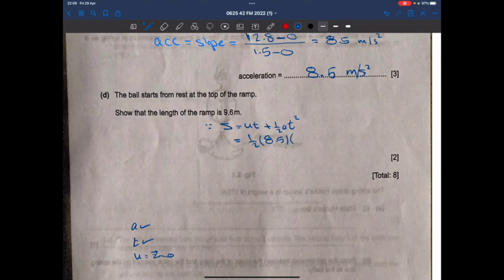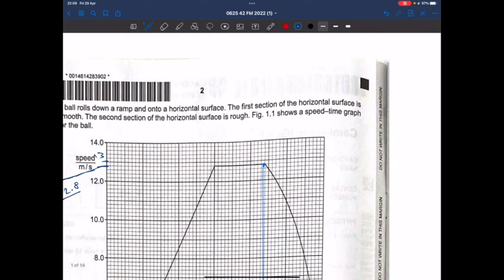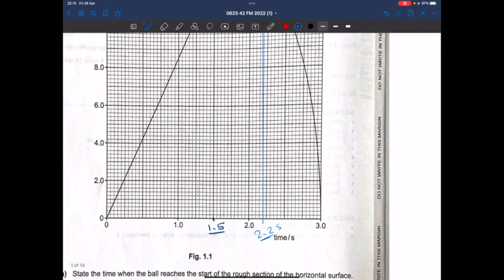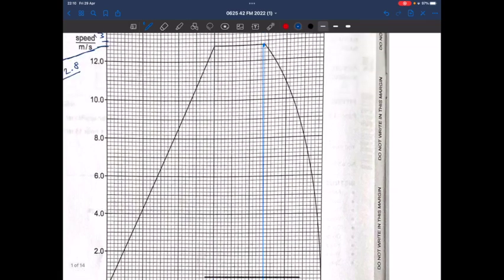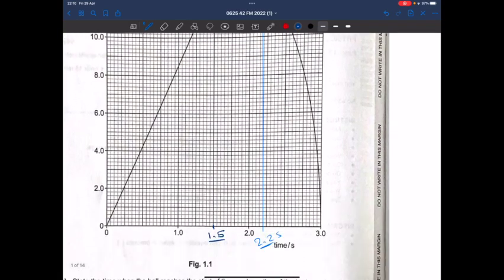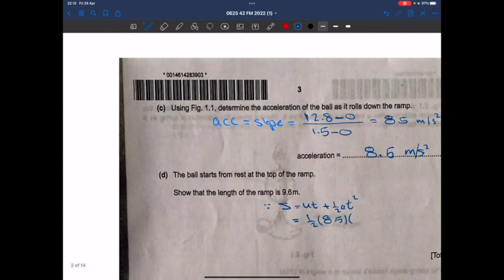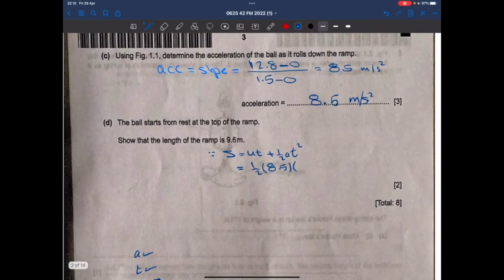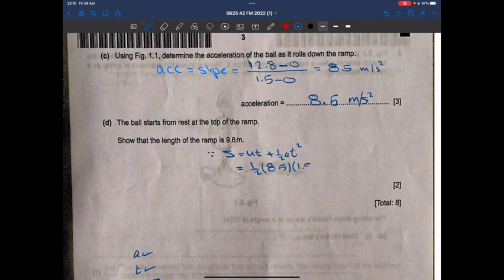The time from the graph is from the beginning to the end during this period of time. So from 0 to 1.5, it's 1.5 seconds. So I'm going to write here 1.5 seconds square. So if you use your calculator to do this calculation, it's going to equal 9.6 meters exactly. And this is what they said here. That was the first question.